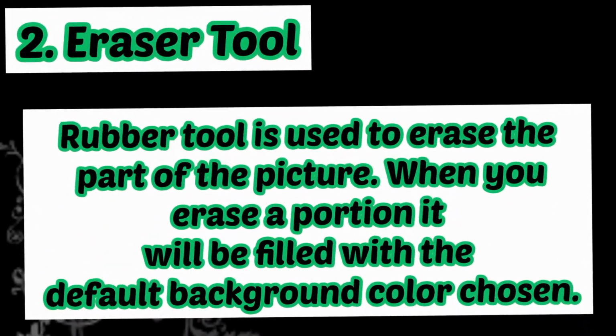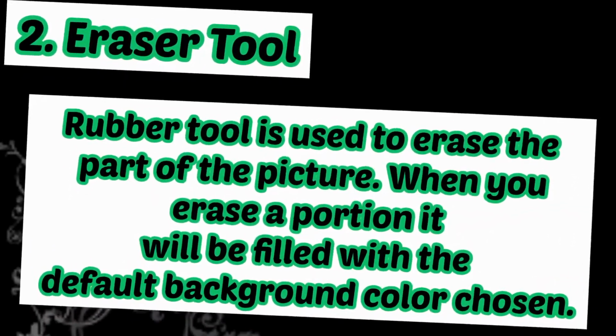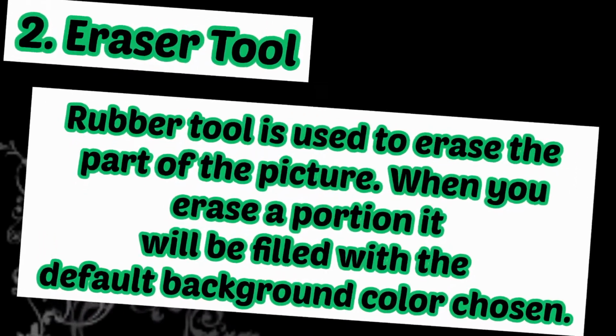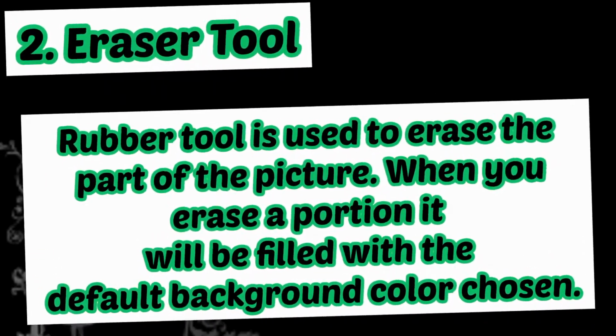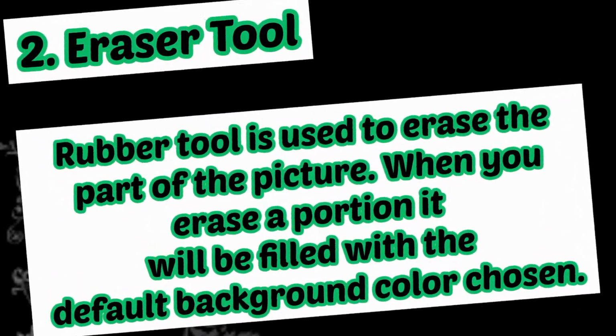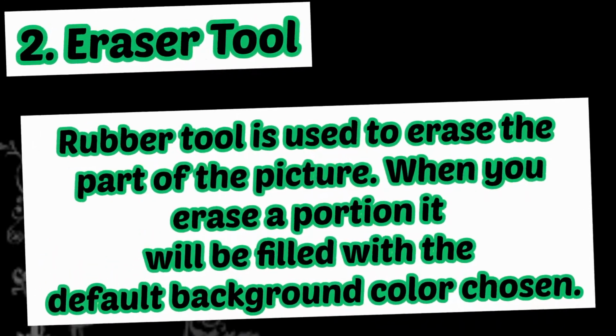Second one is eraser tool, or you can say rubber tool. Basically rubber tool is used to erase the part of the picture. When you erase a portion, it will be filled with the default background color which you have chosen already.